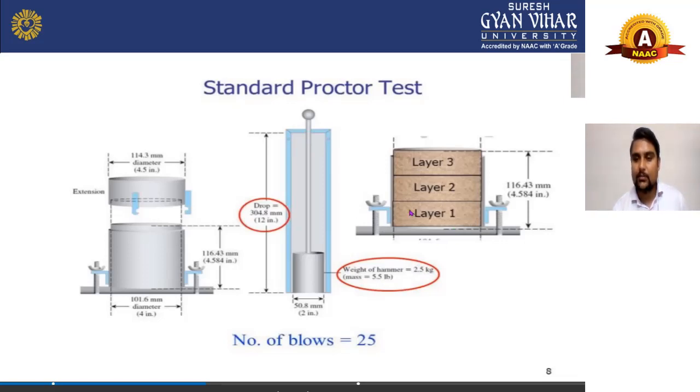As you can see, the soil will be placed in this manner: first layer, second layer, and third layer. The size of the mold and the height of the mold will be 116.43 mm.